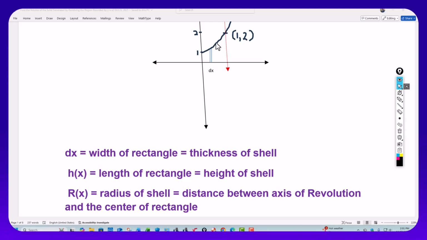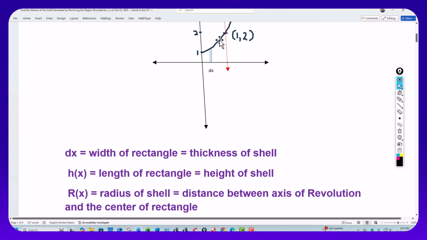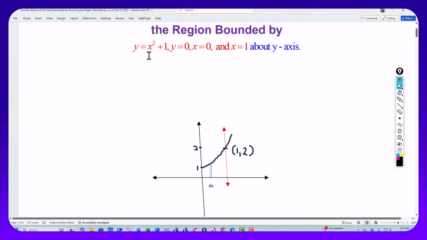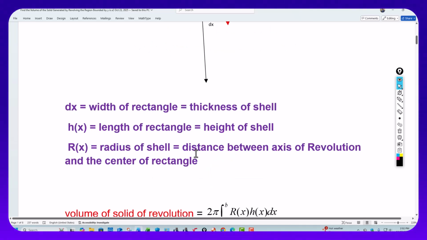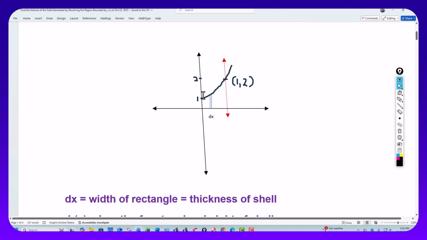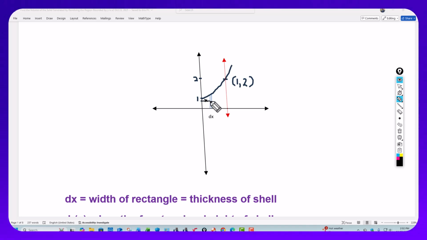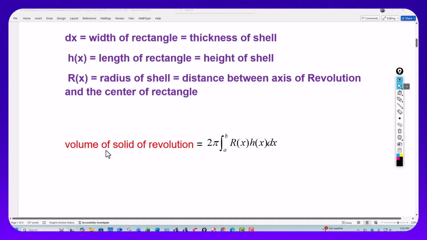So the length of the rectangle is the height of the shell. And this distance in this region here is just from the x-axis to the curve, which of course corresponds to the value of y, which is x squared plus 1. And then the radius is the distance between the axis of revolution and the center of the rectangle. So here's the axis of revolution, and from here to here, that's going to be x. So here's the formula.